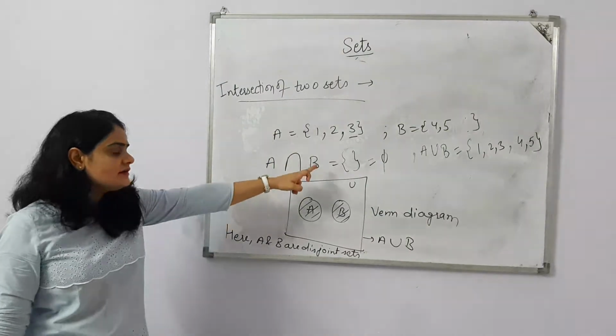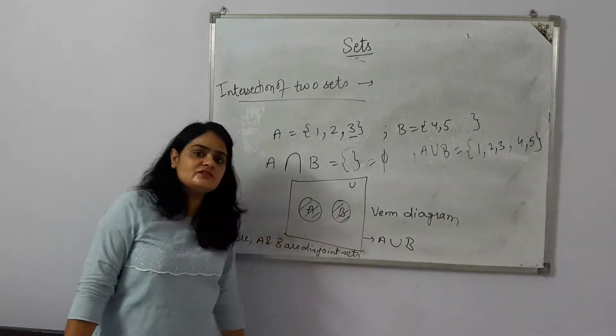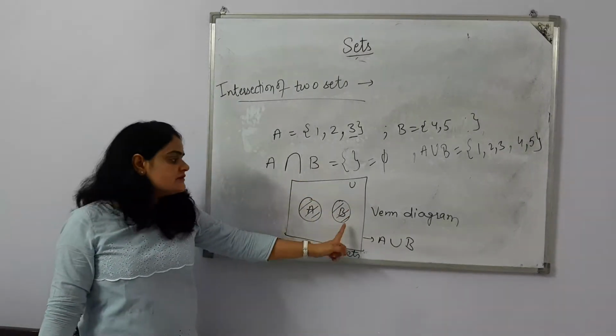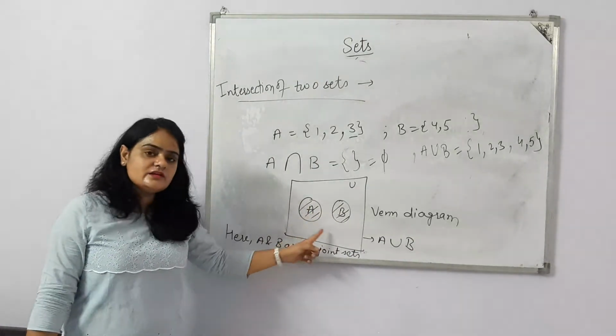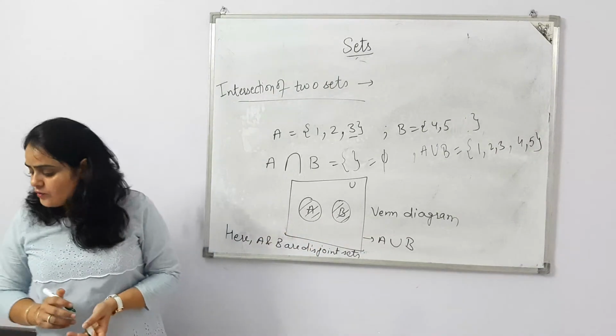No shading is there because the set is empty. No element is common. So the common area is not here. That means no shading in that case when we talk about intersection. Now this is the Venn diagram of A union B. We are shading both the sets. And there is no common area. And these sets are disjoint sets. Hope the topic is clear.